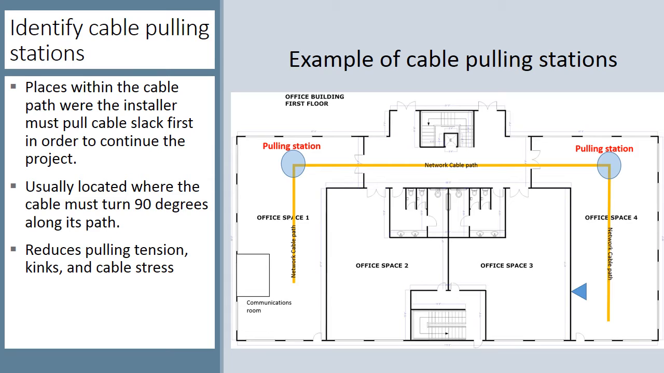The second stage of cable preparation deals with identifying the cable pulling stations. Cable pulling stations are the places with the cable pad where the installer must pull cable slack first in order to continue the project. Usually, they are located where the cable must turn 90 degrees along its path. By doing this, it reduces pulling tension, kinks, and cable stress. The image shows the possible pulling stations.